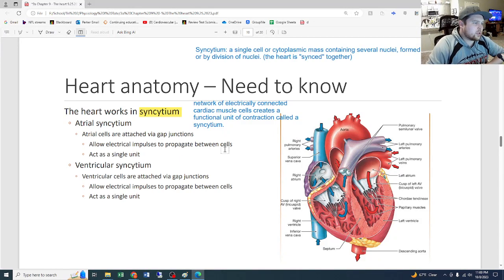Okay, so we talk about the heart. We talk about the heart working in syncytium. So this is syncytium. The definition of this is a single cell or cytoplasmic mass containing several nuclei formed by fusion of cells or by division of nuclei. So in other words, it's kind of like the heart is synced together. It's a network of electrically connected cardiac muscle cells, which creates a functional unit of contraction called the syncytium.